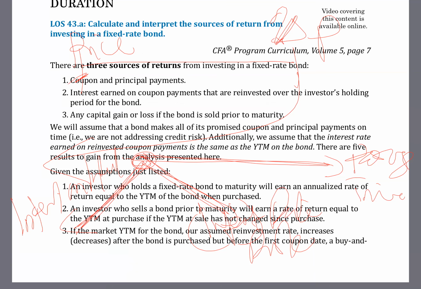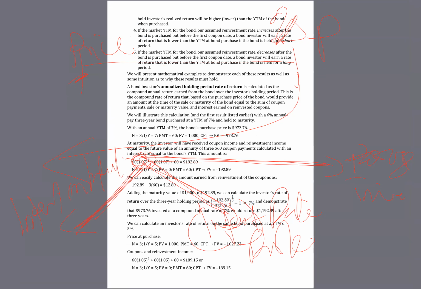An investor who holds a fixed rate bond to maturity will earn an annualized rate of return equal to the yield to maturity of the bond when it is purchased. Then look at the two. An investor who sells a bond prior to maturity will earn a rate of return equal to the yield to maturity at purchase if the yield to maturity at sale has not changed since purchase. Then the third one is if the market yield to maturity for the bond, our assumed reinvestment rate, increases after the bond is purchased, but before the first coupon date, a buy and hold investor's realized return will be higher, or vice versa, than the yield to maturity of the bond when purchased.